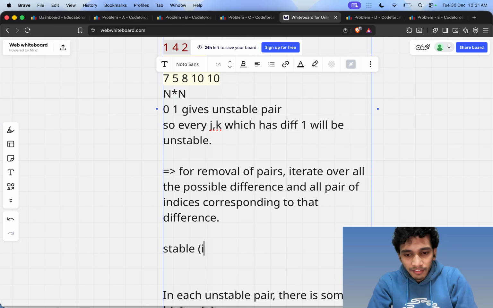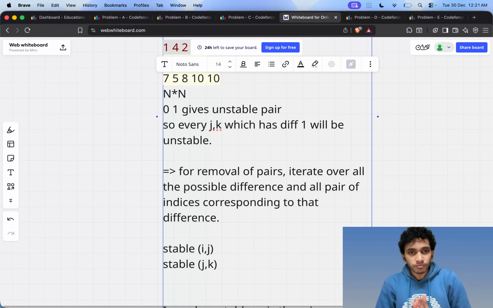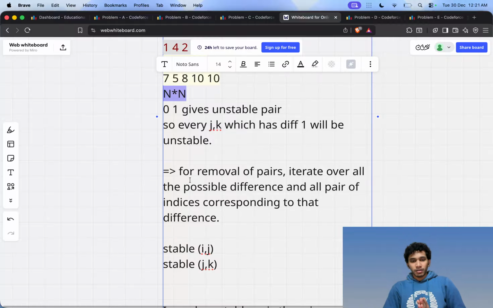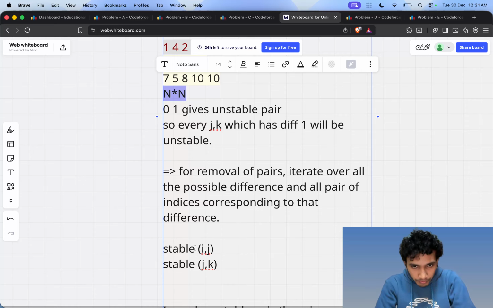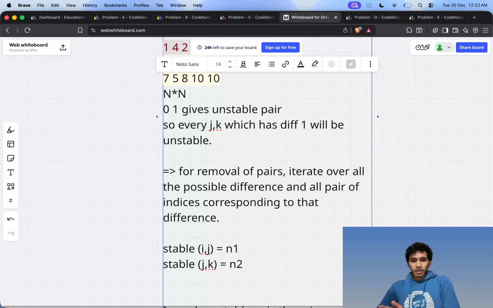So we got, let's say, stable ij pairs and stable jk pairs. All right, using this operation, we removed all the pairs that were unstable from all possible pairs. That is, there were n square possible pairs, and we removed all the unstable ones from it. So how many are left? What is the criteria for the left ones? They are all stable. So for each choice of i, we have, let's say, n1 number of stable j's, and for each choice of j, we have n2 number of stable k's.